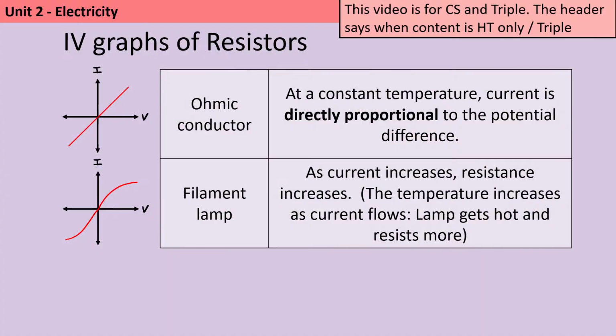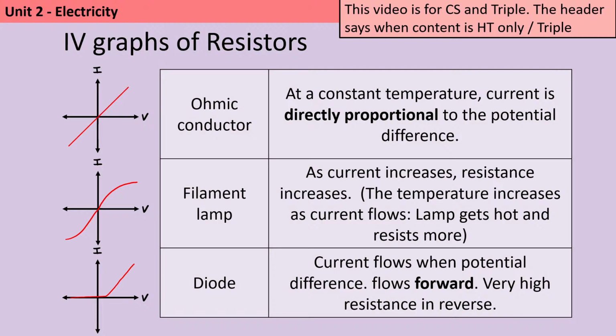The filament lamp gives us this slightly S-shaped curve, and the reason for that is that the temperature is no longer remaining constant. As we increase potential difference, that increases current, and as we increase current, that is increasing temperature. As we increase temperature, that increases resistance. So even though the current is still going up as the potential difference goes up, it starts to go up by smaller and smaller amounts.